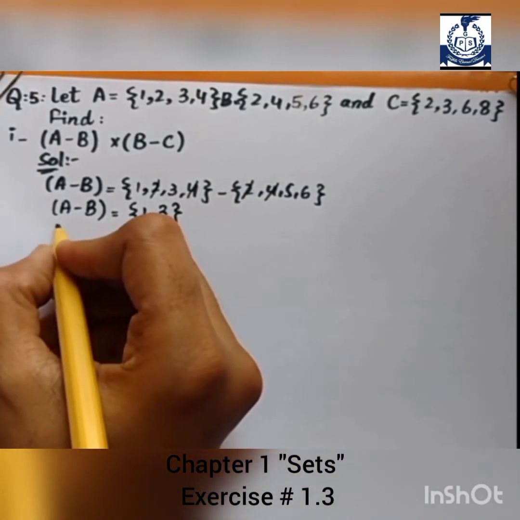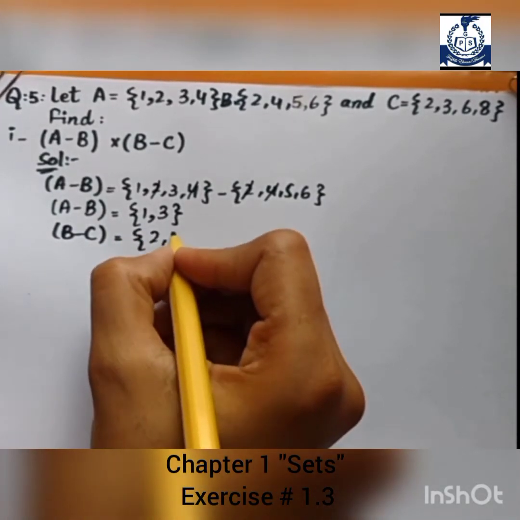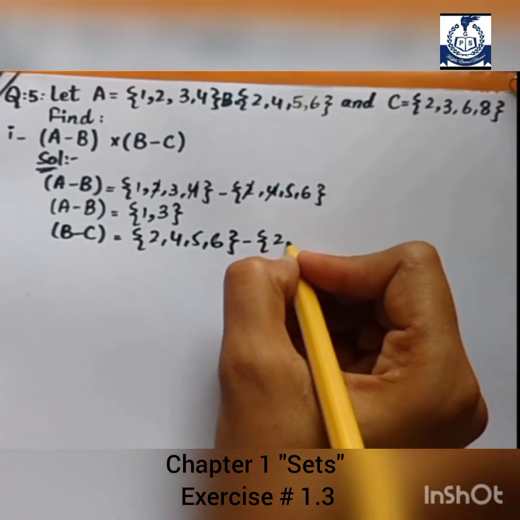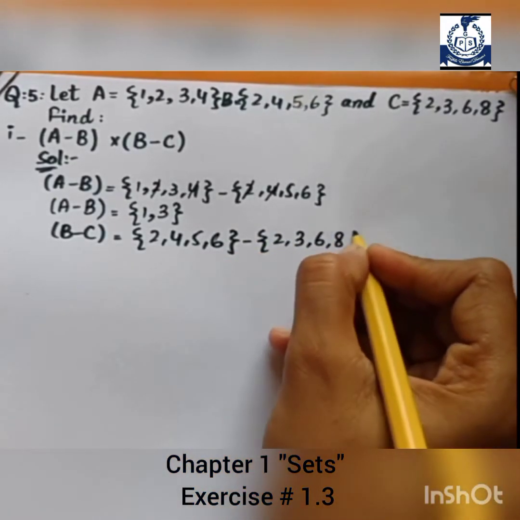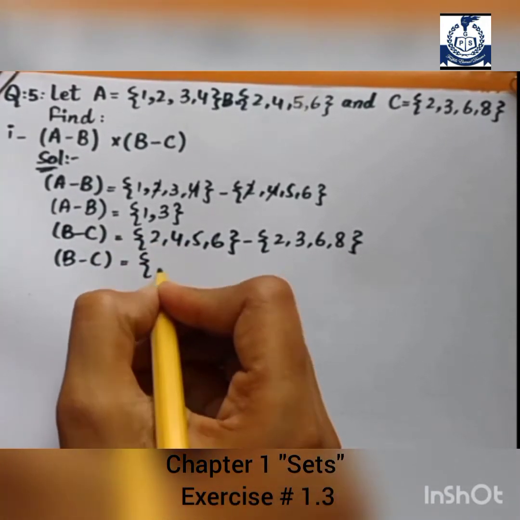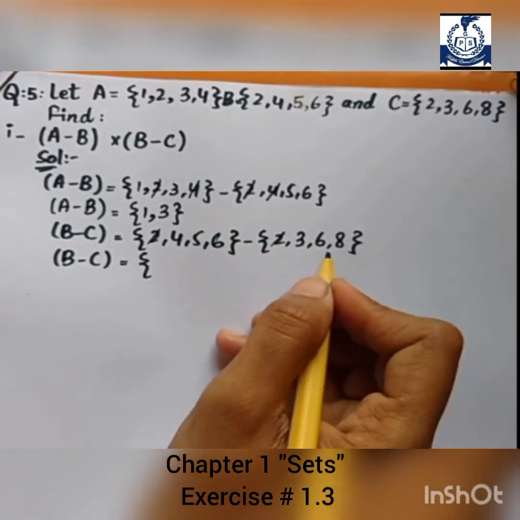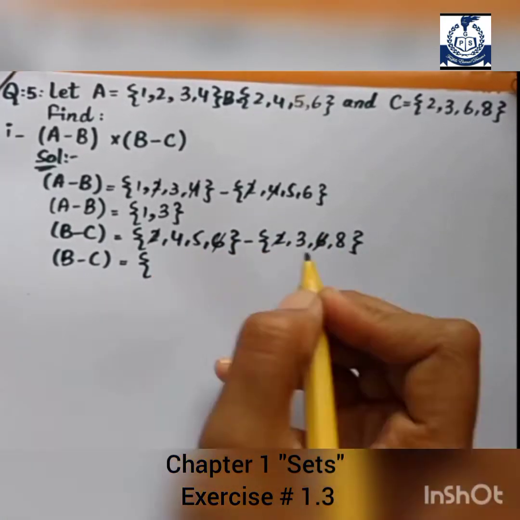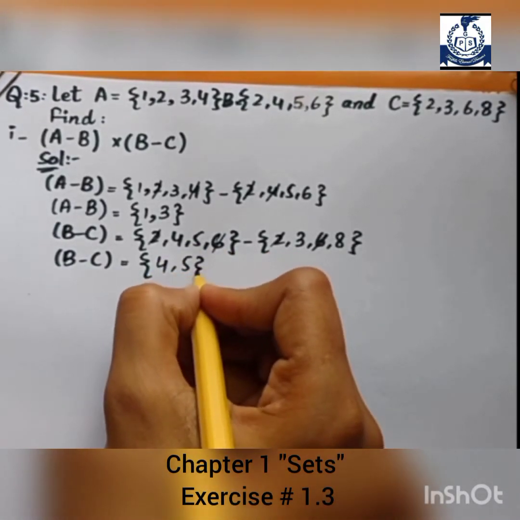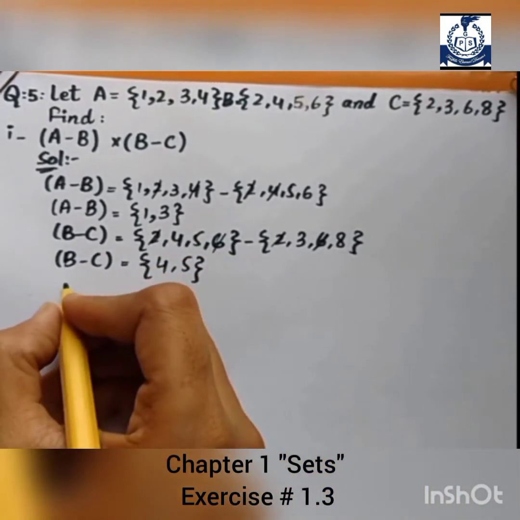Then we find B minus C. In the place of B we write 2, 4, 5, 6 minus, in the place of C we write 2, 3, 6, 8. We cancel out the same elements, which are 2 and 6. We write the remaining elements of the first set, which are 4 and 5. So B minus C is equal to {4, 5}.